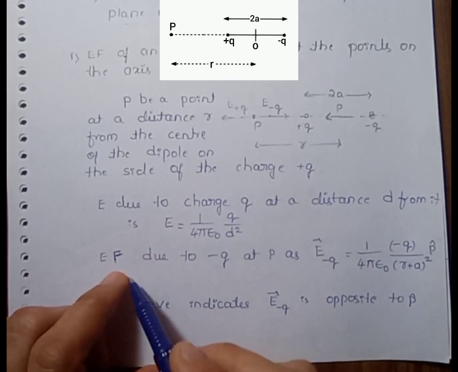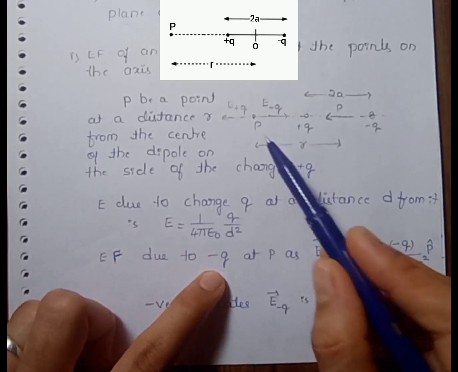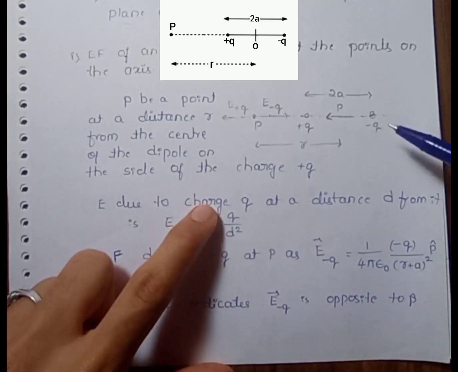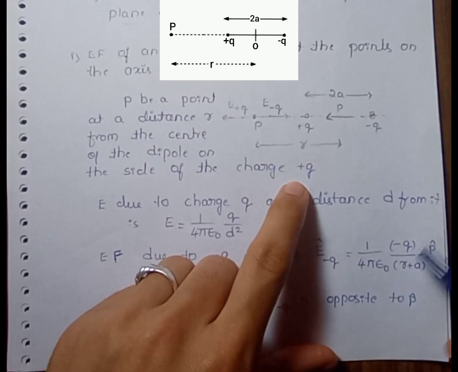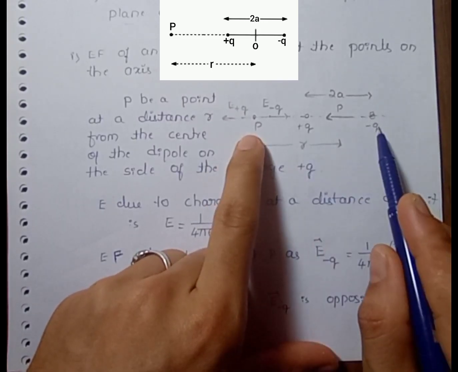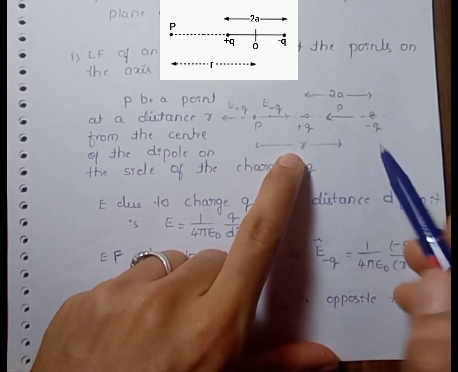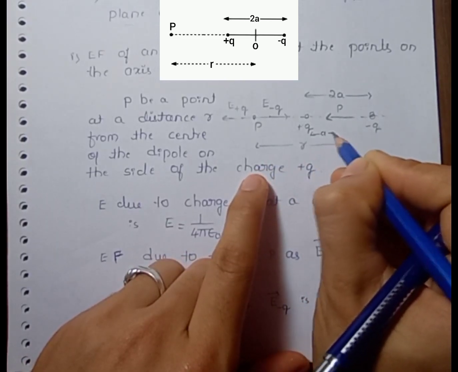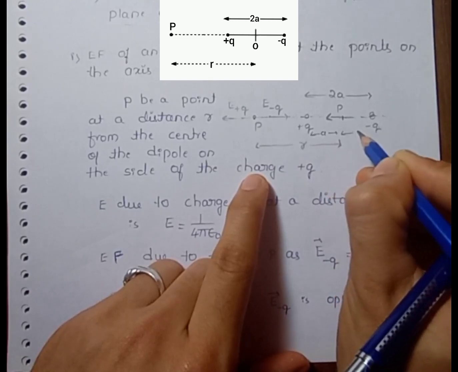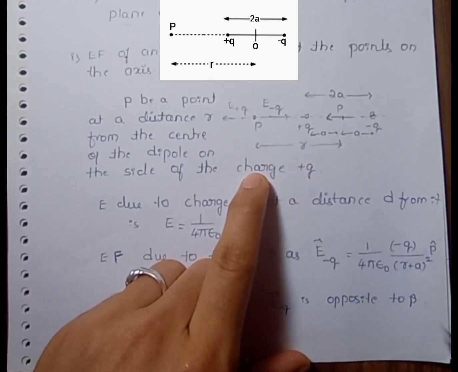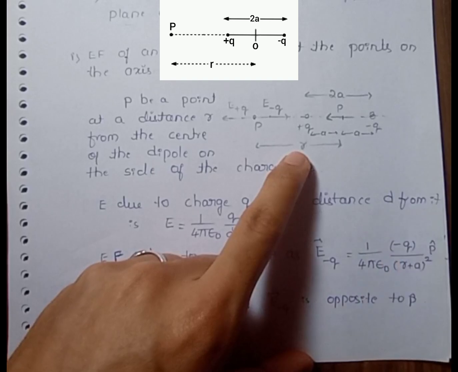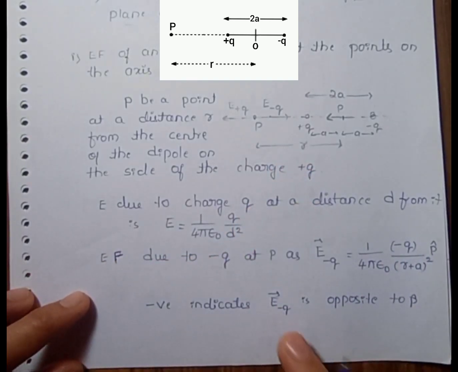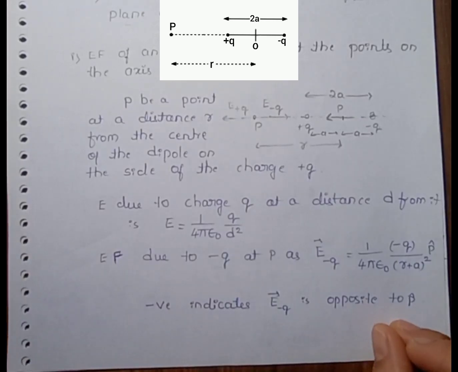We have to apply electric field due to minus q at the point P. It can be written as E minus q is equals to 1 by 4 pi epsilon naught into minus q divided by the square of the distance from P to minus q, which is r plus a. The distance from the center to each charge is a, exactly half. So that one is r plus a whole square p cap. The negative sign indicates that E minus q is opposite to p cap.